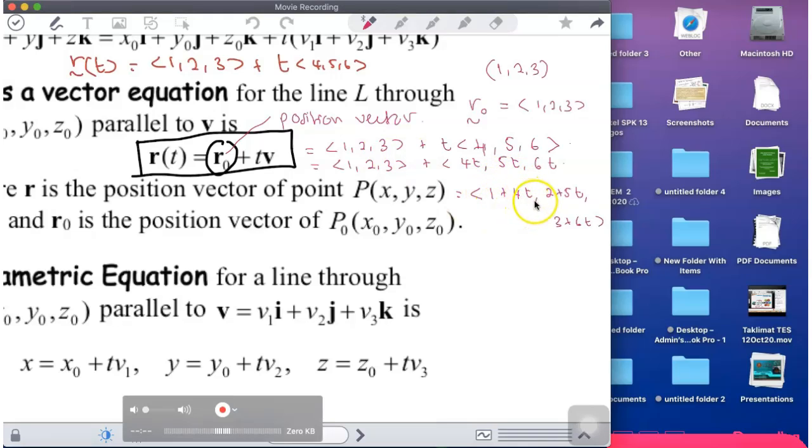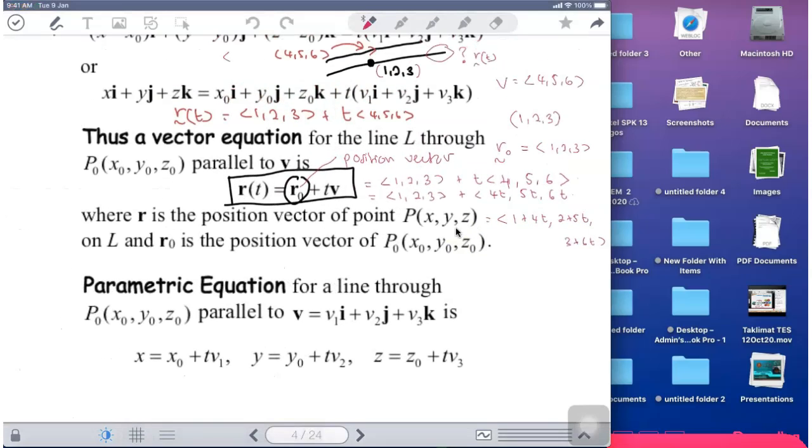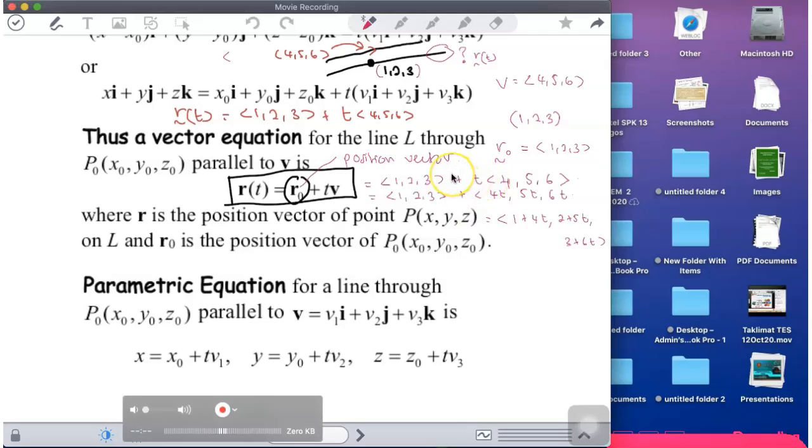There is no i, j, k here. I don't use i, j, k. I always use this kind of bracket, easy for us. Normally, I advise my students to use this, it is easier. So that is how you can obtain the vector function for a line.